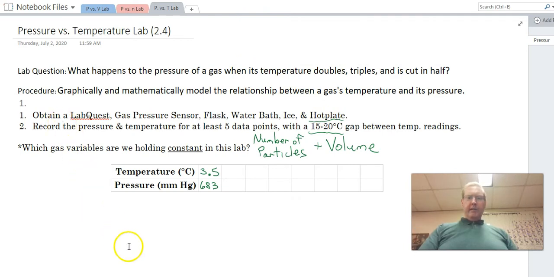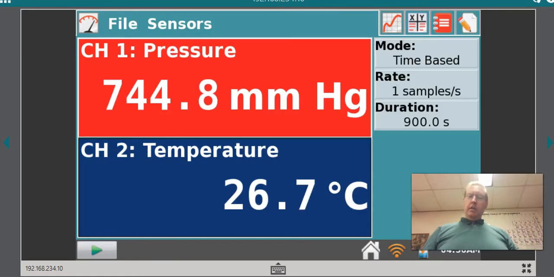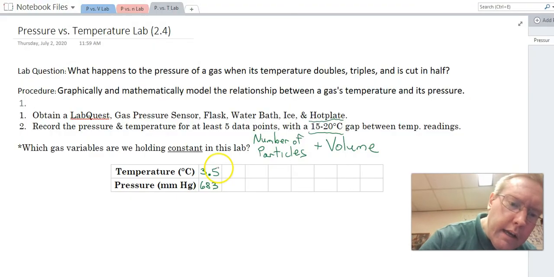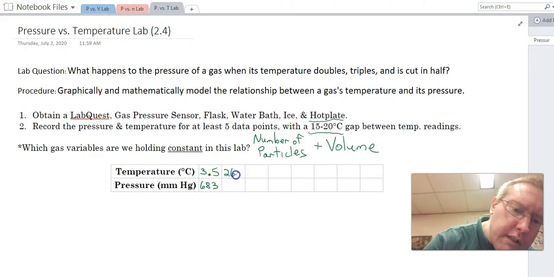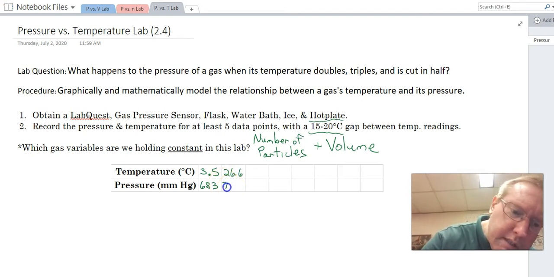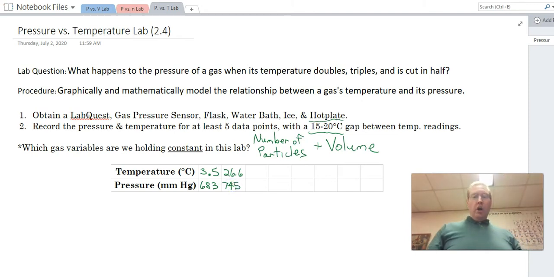All right, I'm back. Let's take a look at our LabQuest screen. Temperature's definitely gone up. It's right at about 26.6 right now. And the pressure's at about 745, we'll say. So at 26.6 degrees Celsius, we've got a pressure of about 745 mmHg. All right. I'm going to keep this going now, and I'll see you again once I'm finished getting all of my data.